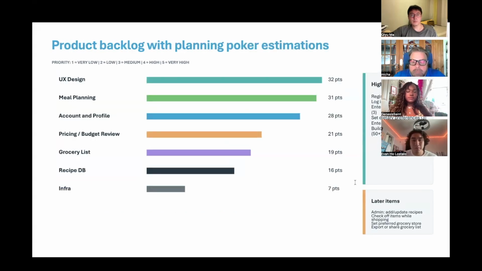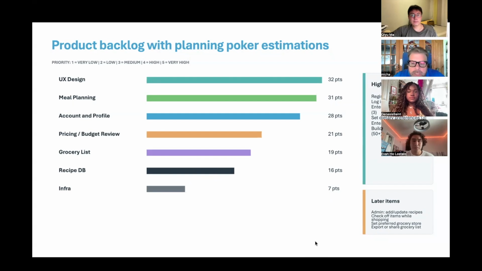This is our product backlog with planning poker estimations. This shows the full scope of work for BudgetBites, organized and prioritized using planning poker, an agile estimation technique where the team collectively assigns story points to each feature. The backlog is broken into 7 feature areas ranked by point total. The higher the points, the more complexity.